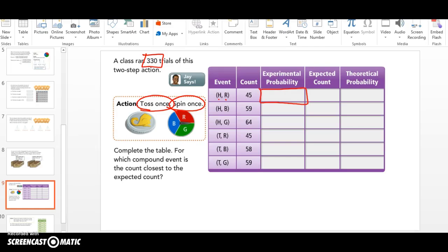Exactly, 45 out of 330. So 45 out of 330. And if you notice, mine's a little bigger. I enlarged this picture, so if you need to make yours bigger so you can write in it, I probably should have done that for you.